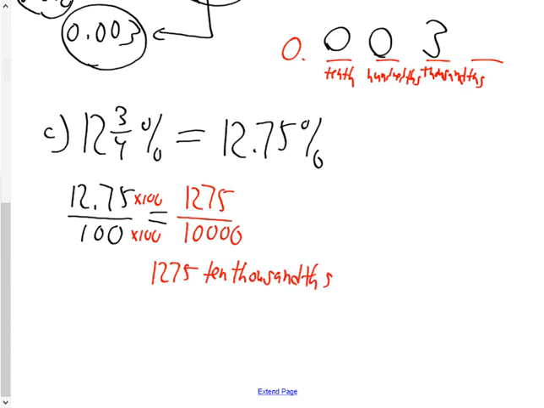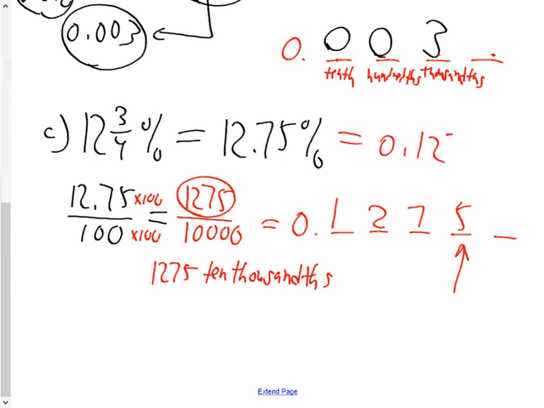Right? That's the fraction. And since this is the tenths, this is the hundredths, this is the thousandths, this one over here is your 10,000ths. So when I write my place value lines, this one right here is your 10,000ths, which means this numerator has to end there. So 5, 7, 2, 1. So 12.75% written as a decimal is 0.1275. That is 12.75% written as a decimal.